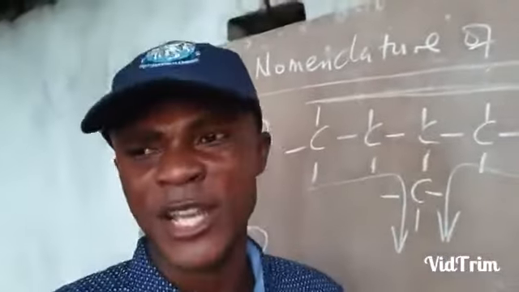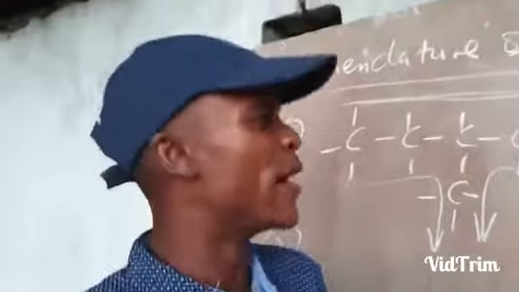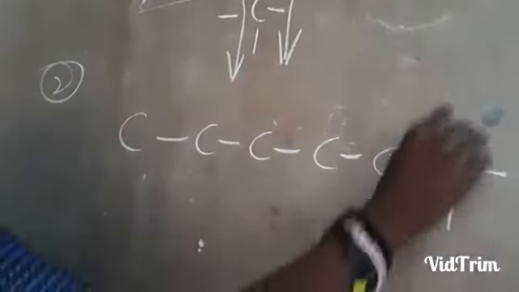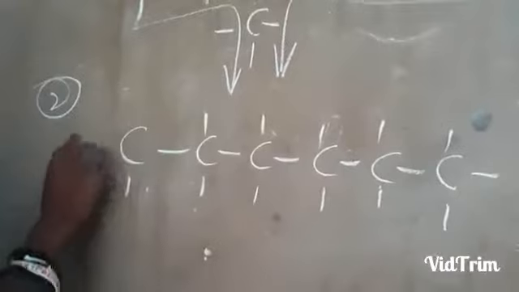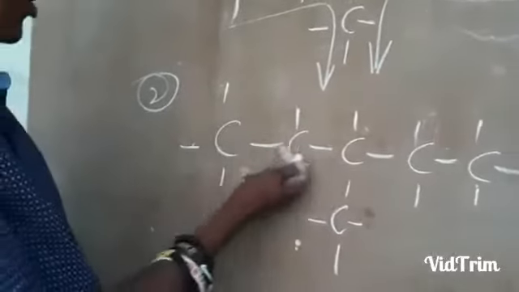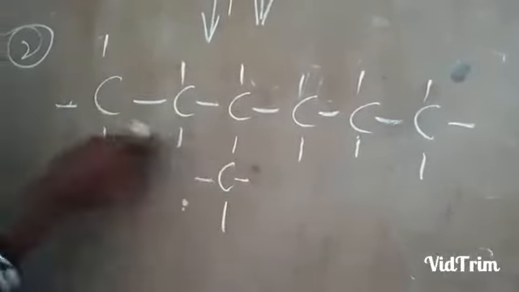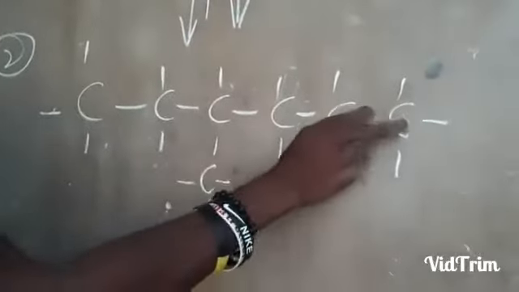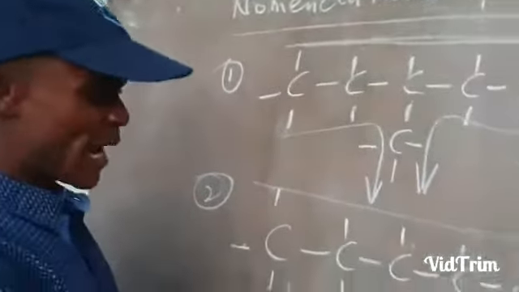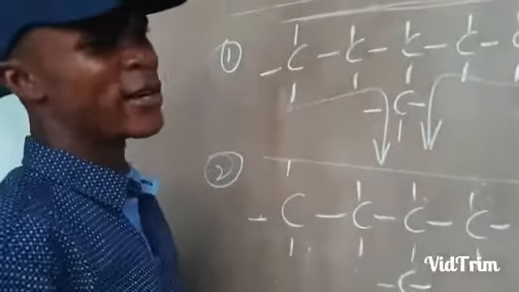You number the longest continuous chain starting from the end very close to the branching. That will be demonstrated here. Let us now say the longest continuous chain is 1, 2, 3, 4, 5, 6 here. If you take it this way, 1, 2, 3, 4, 5. If you take it this way, 1, 2, 3, 4. So the longest continuous chain becomes 1, 2, 3, 4, 5, 6. If this happens to be the longest continuous chain, any other substituent carbon you see is a branch. Therefore, this one is a branch because it is not part of the main chain. It's a branch. So we now look at the end that is very close to this branching.